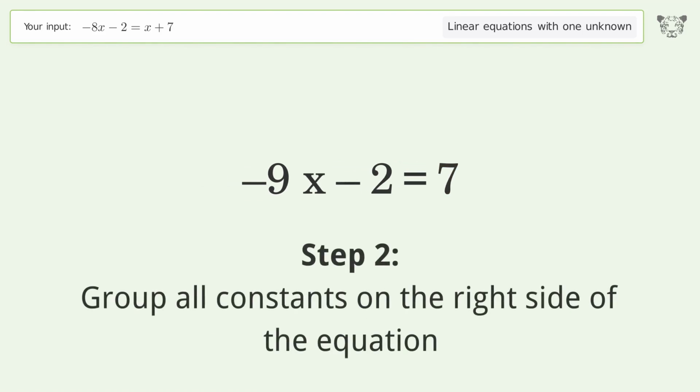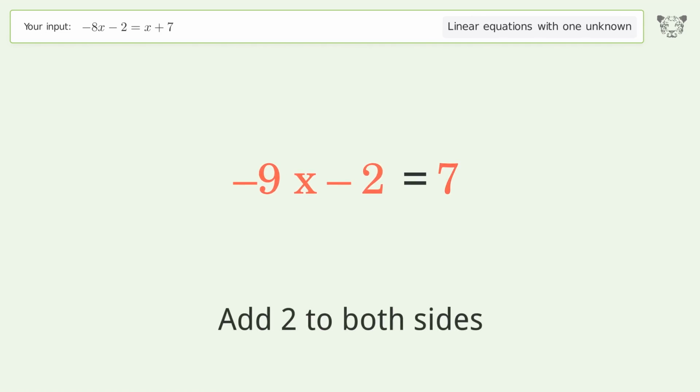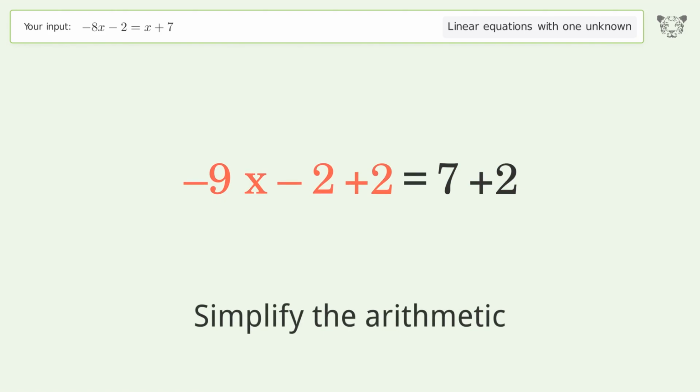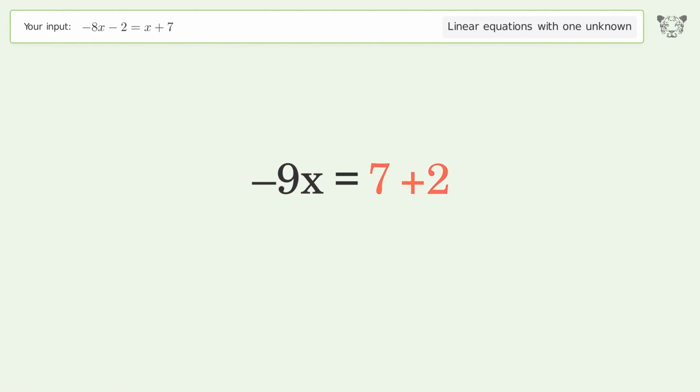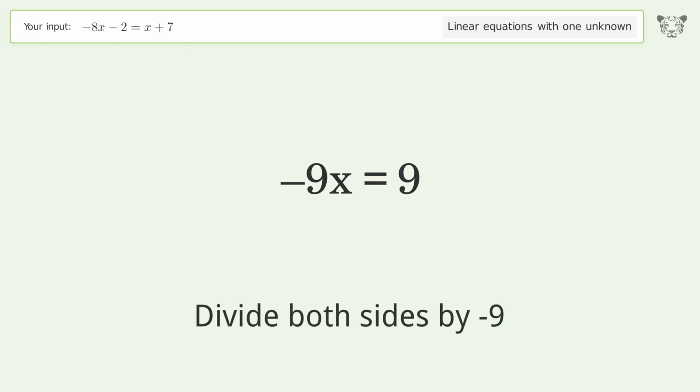Group all constants on the right side of the equation. Add 2 to both sides. Simplify the arithmetic. Isolate the x. Divide both sides by -9.